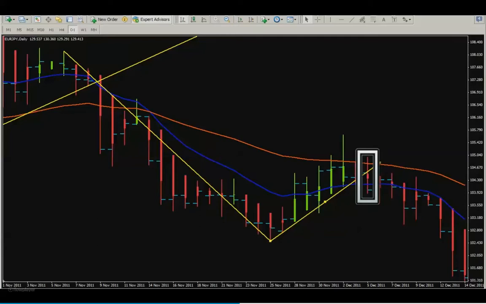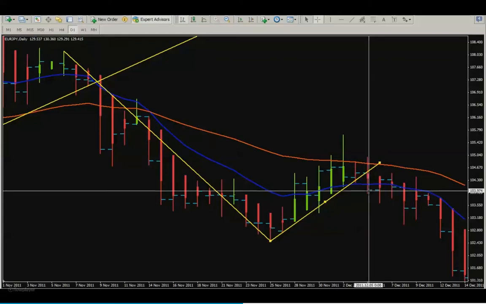As I said, we will analyze everything in the next modules, but right now this is your 2 to 3 line break, and the close of that candle would give you an entry to short the euro against the yen if you are looking for swing trading entries.